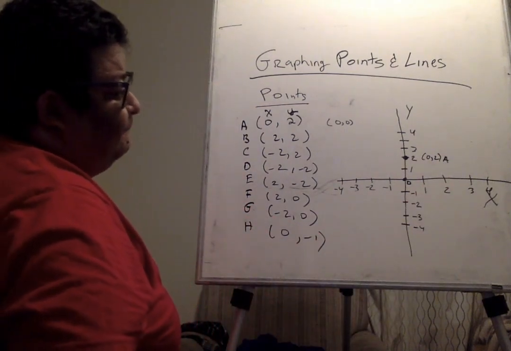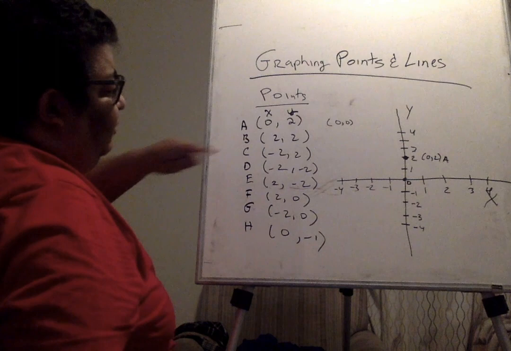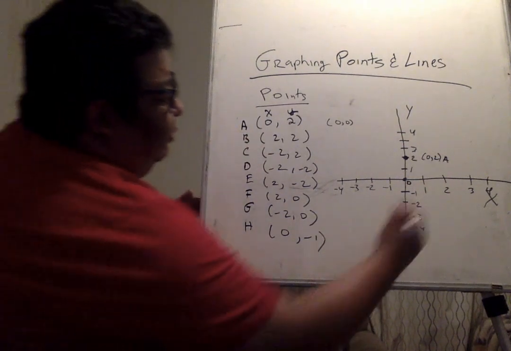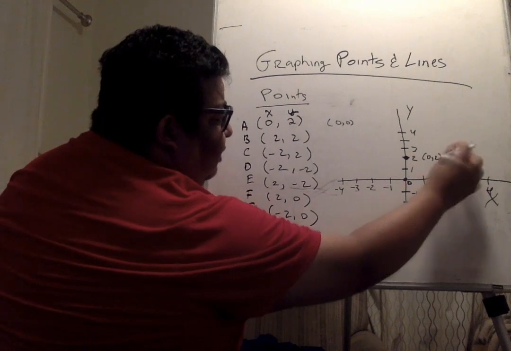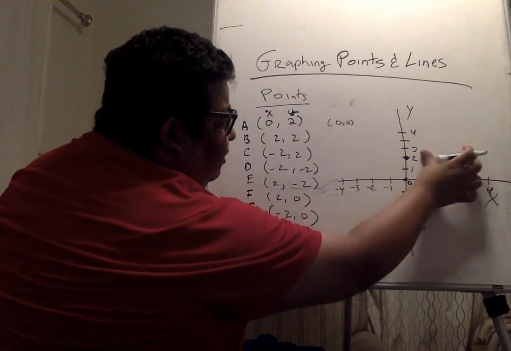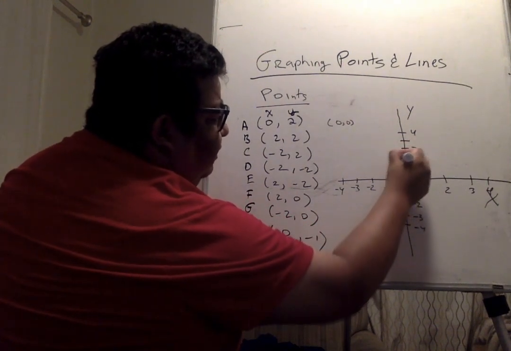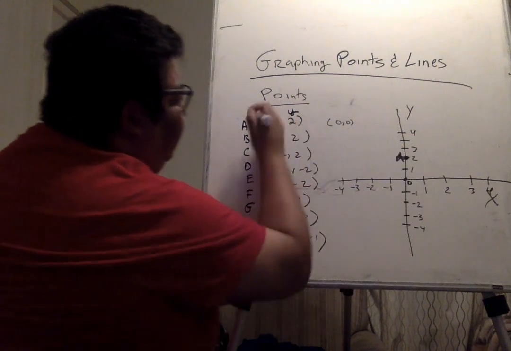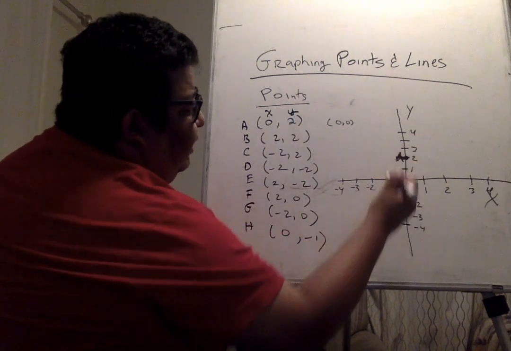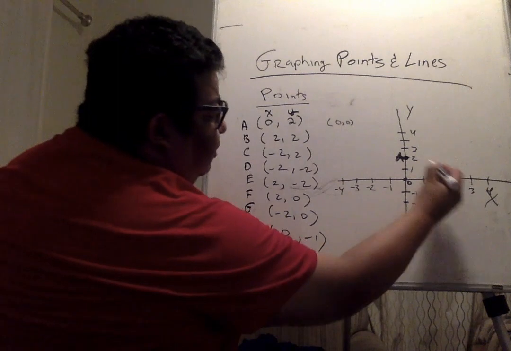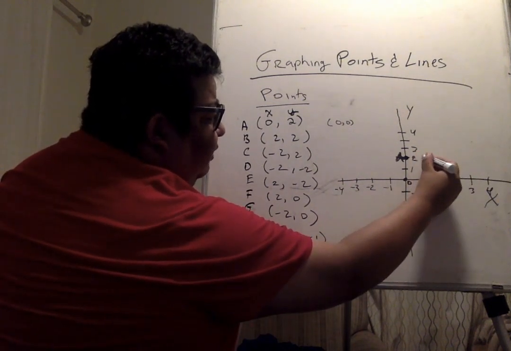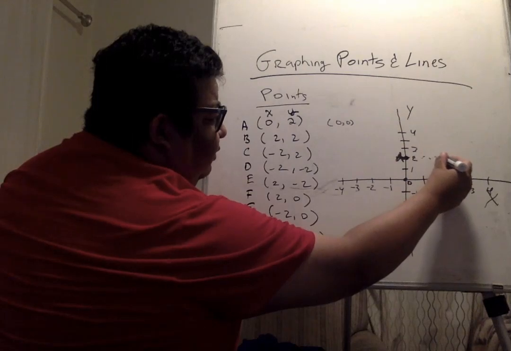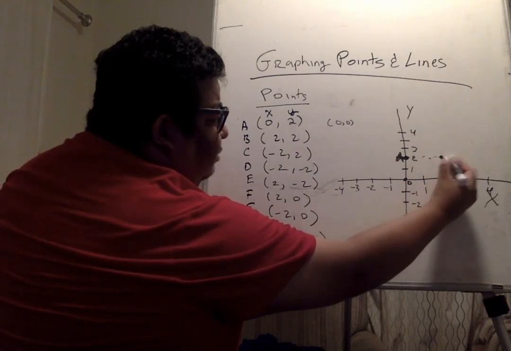So B is going to be 2, 2. So that will be 2 here and 2 here. So that's about here. I'm not going to write 0, 2 next to it. Because we already labeled them here, all you have to do is write an A, and that will be fine. So that way we don't get all messy. So it will be 2, 2. You go here to 2 here. So that would be B.